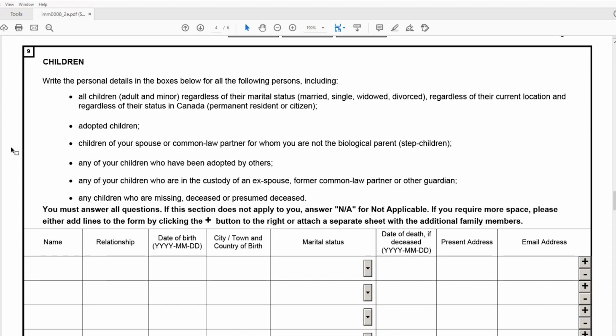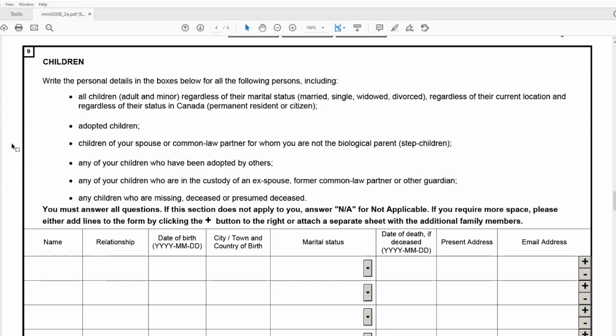Now, when it comes to listing your children, this is where you will list all of your children, not just the dependents who you've included on the generic application. So you may have children who are married and they can't be included on the generic application. You would insert their information here. Enter their name, their relationship, their date of birth, where they are, and their marital status, their present address, as well as their email address.